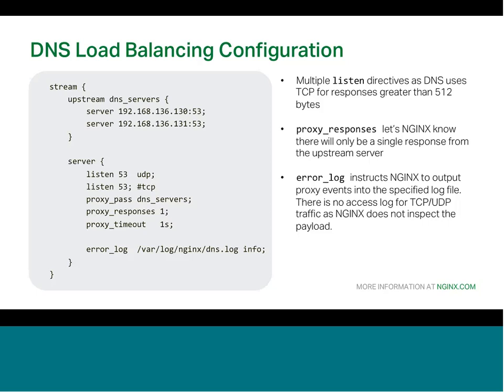And last thing I want to mention on this slide is the error log directive. Since NGINX doesn't know what's going on within TCP UDP streams, it can't have a standard access log like it does with HTTP. So by specifying an error log here, we at least have some information stored into a file about DNS traffic. So it gives you some visibility.